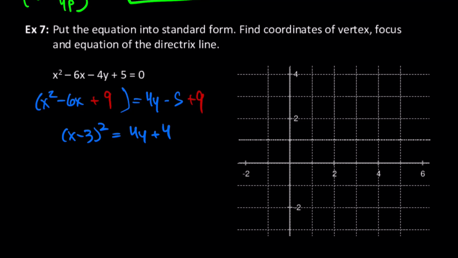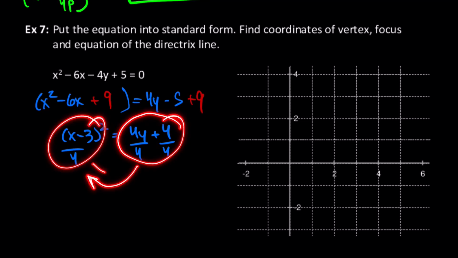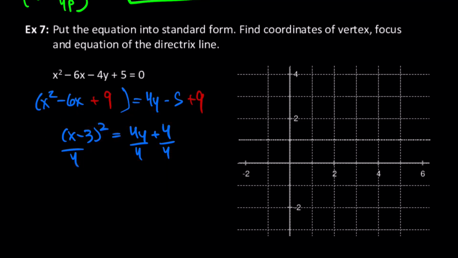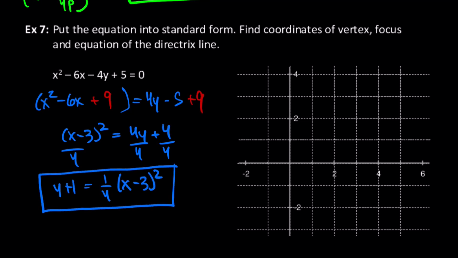Now I want the y by itself, so I need to divide everything by 4. Remember, when you divide by 4, it's the same as multiplying by 1/4. Now I'm also going to take this stuff and move it to the other side, and take this and move it over here. So I'm just going to flip the equation, if you will. That's going to give me y plus 1 equals 1/4 times x minus 3 squared. That is the standard form equation.